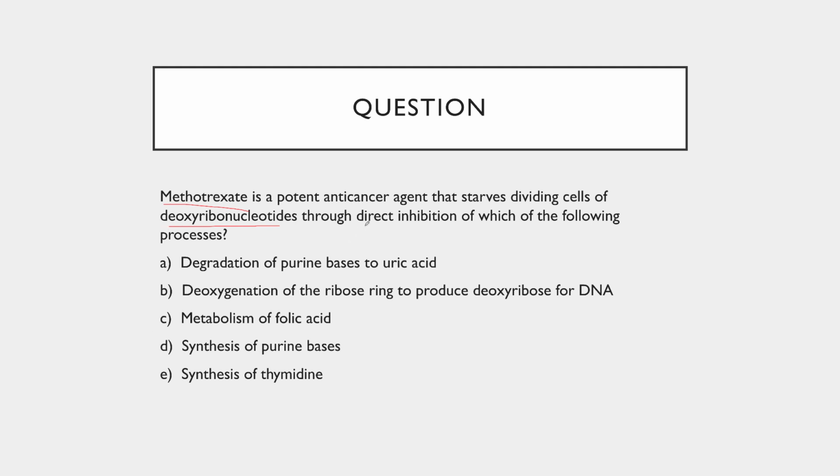So the key to this question is direct inhibition. So we're looking at what is the target of methotrexate. So it doesn't inhibit degradation of purine bases, and we also haven't talked about this. So we can eliminate choice A. So deoxygenation of the ribose ring to produce deoxyribose for DNA. So this is catalyzed by our enzyme ribonucleotide reductase, and methotrexate is not an inhibitor of that enzyme.